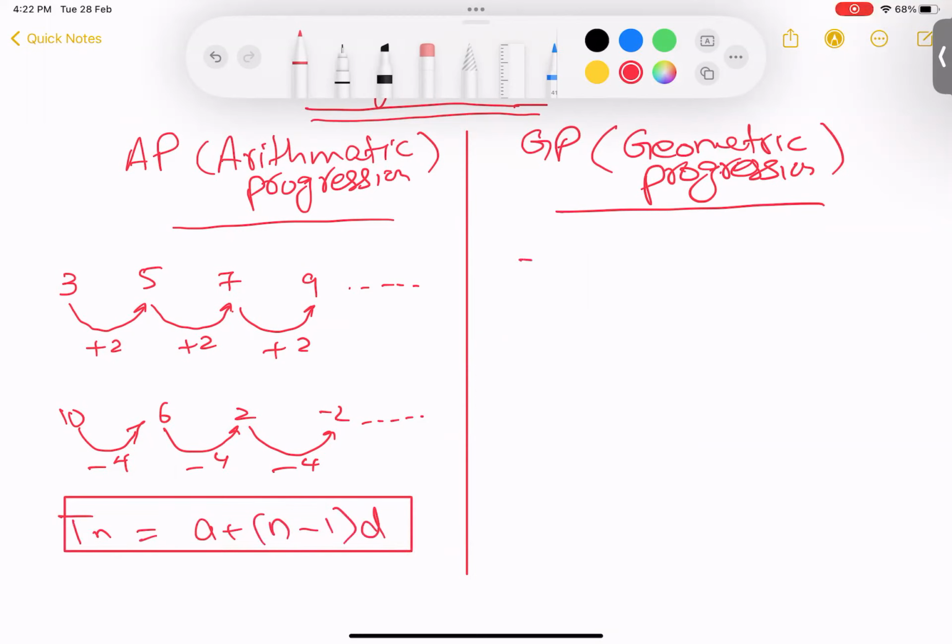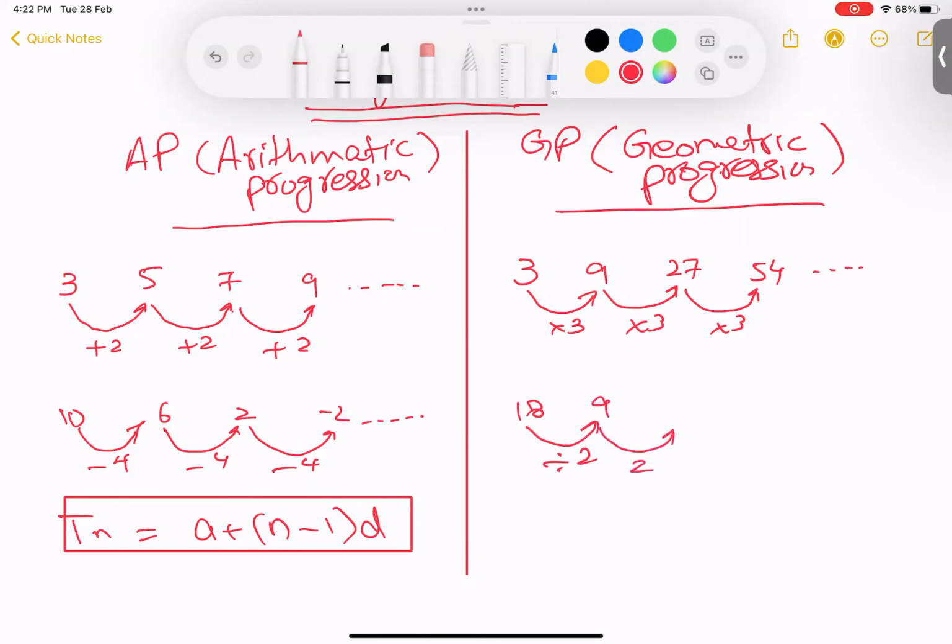For example, let's say I have 3. 3 times 3, I get 9. Multiply by 3, I get 27. Multiply again by 3, I get 81. And this sequence is called geometric progression. Okay, not always multiplying, dividing is possible as well. Like 18 divided by 2, we get 9. Again, divided by 2, we get 9 over 2. Again, divided by 2, we get 9 over 4. And this progression is also called geometric progression.